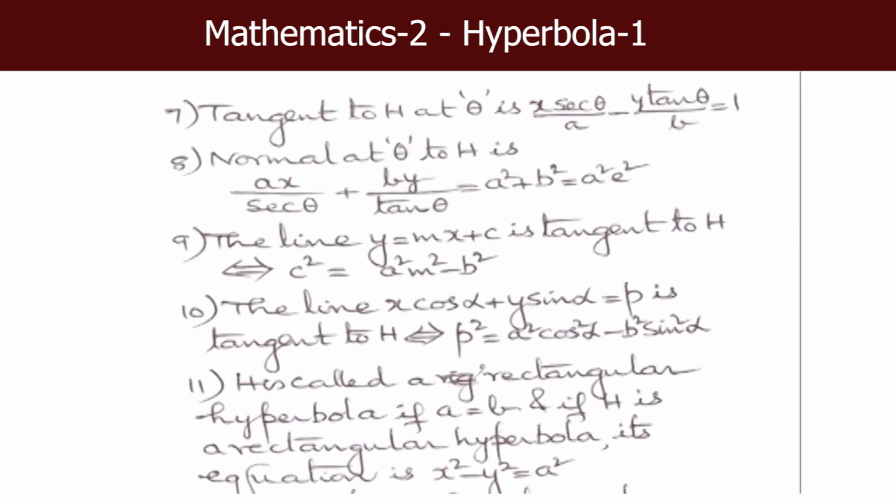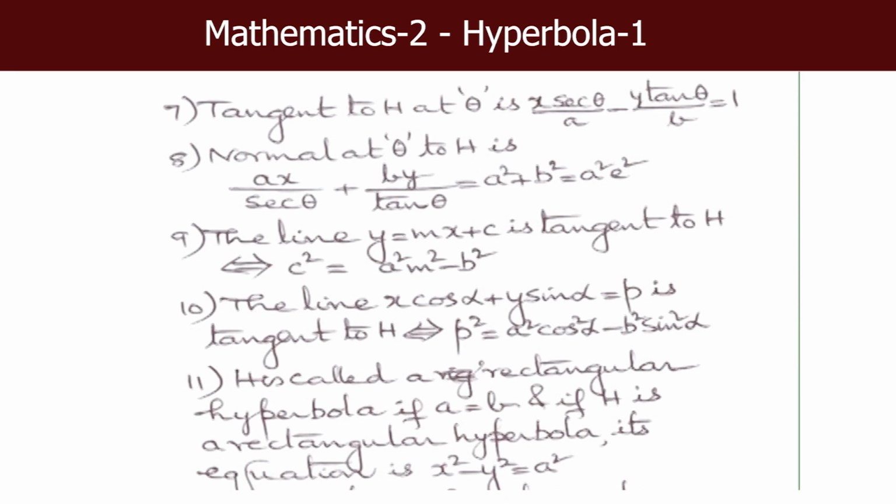Then the tangent to the hyperbola at x naught y naught, same as ellipse when you replace b square by minus b square: x x naught by a square minus y y naught by b square equal to 1, but not the normal. Normal you cannot get by simply replacing b square by minus b square. Tangent at the point theta is x secant theta by a minus y tan theta by b equal to 1. Parametric form of the tangent equation.